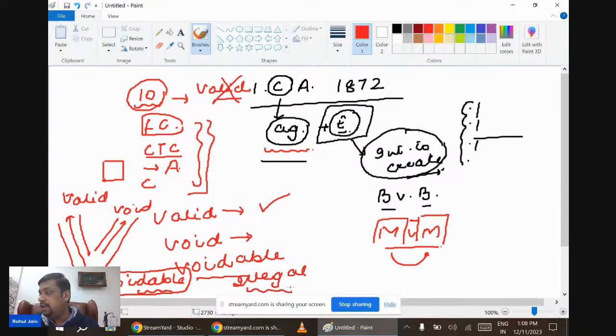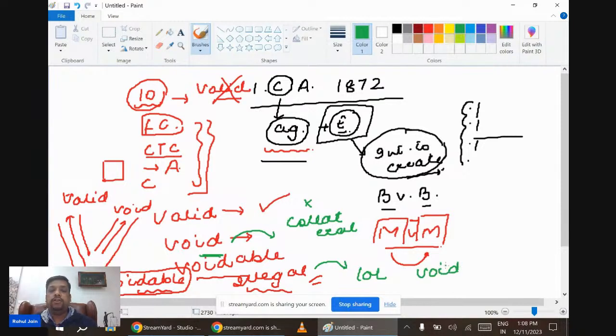Next is illegal. Many students can't differentiate between void and illegal agreements. Sir, almost they are the same. No, they are not the same. They are different. The basic difference is, listen to my words very carefully: if the contract is void, it will bear no effect upon the collateral transactions. But if the contract is illegal, the subsequent collateral transactions also become void.